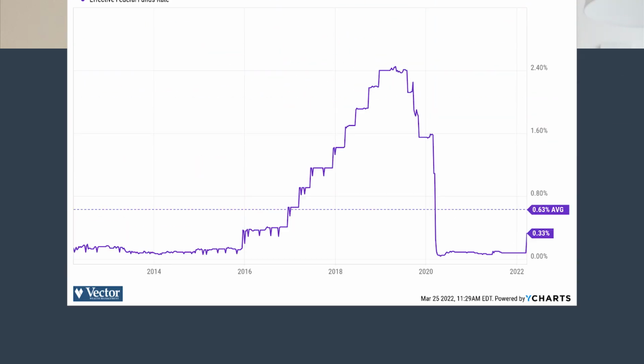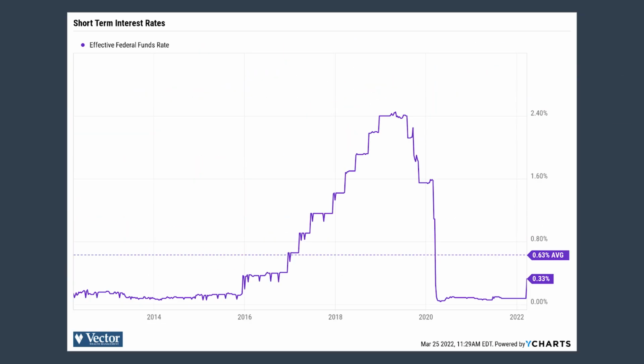Next, let's look at short-term interest rates, which the Federal Reserve, or the Fed, has direct control over. A week ago, the Fed voted to increase short-term interest rates about 0.25%. Now, this occurs after rates have been held near zero for the past 2 years. The Fed is doing this in an attempt to combat elevated inflation.